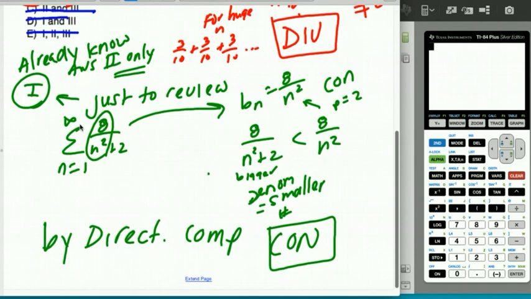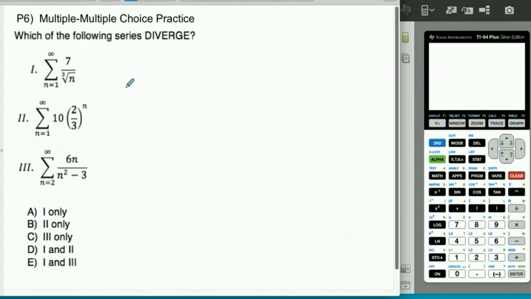And that's it for this. Oh, I'm sorry, that's it for E6. Let's do P6. My bad. All right, so same thing. I want to know which of the following diverge. So again, diverge, be careful. I'd start with the easiest ones.